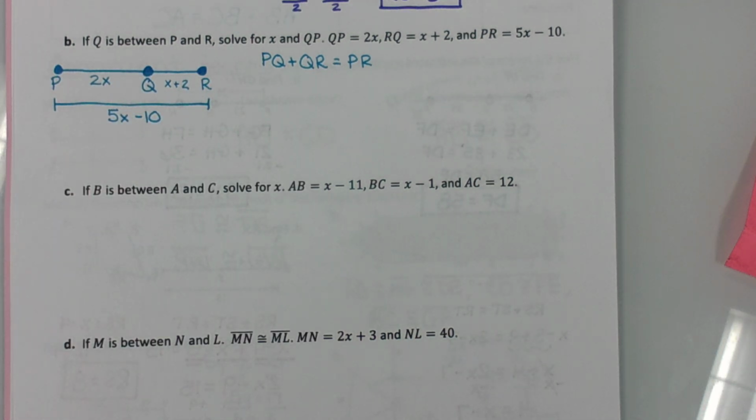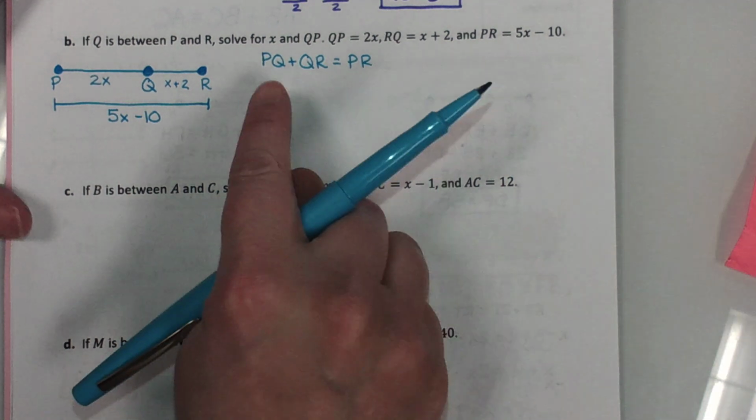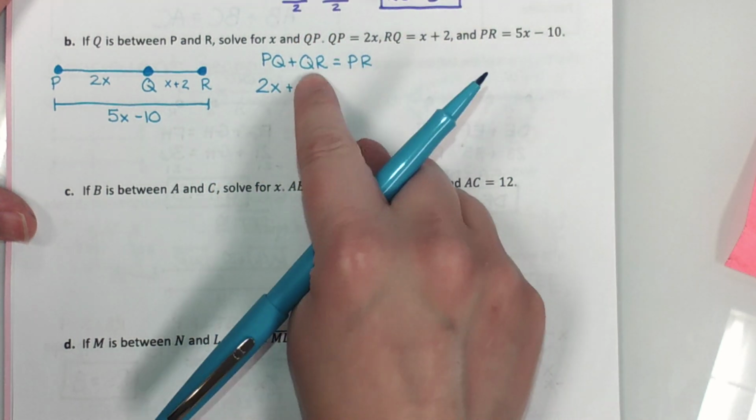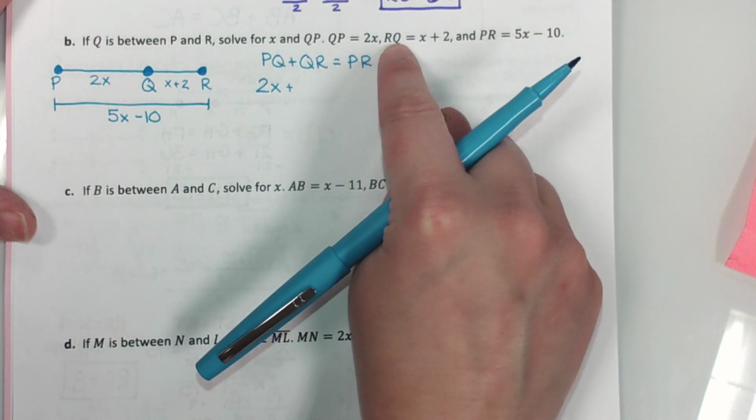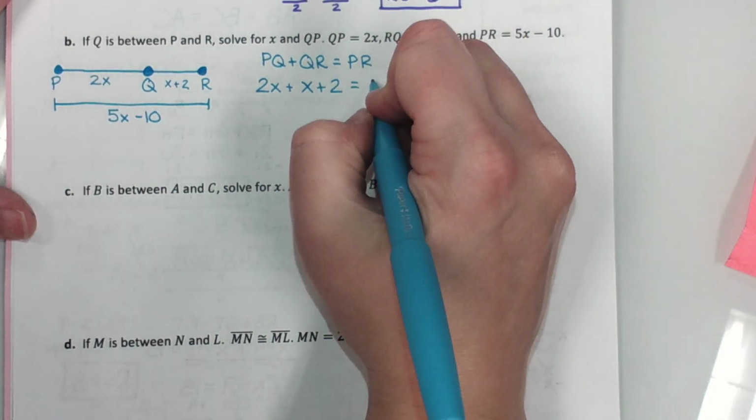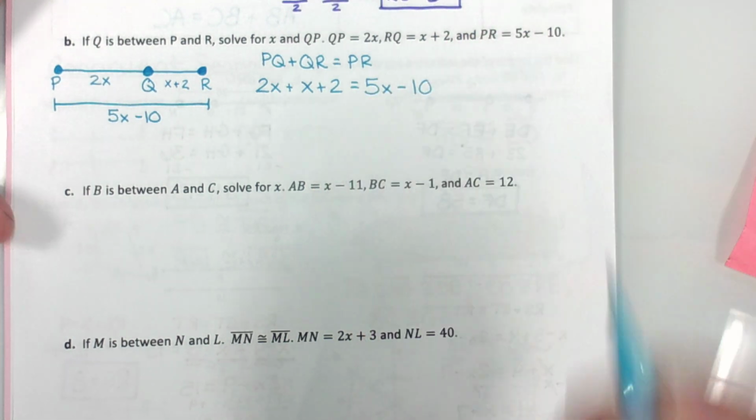In a line, it doesn't matter. In a ray, it does matter. When we have only one endpoint, then the order matters. But when they're both endpoints or they're both arrows, it doesn't matter. PQ is the same as QP. QR is the same as RQ. PR is, well, what we got up there, but it is the same thing as RP.